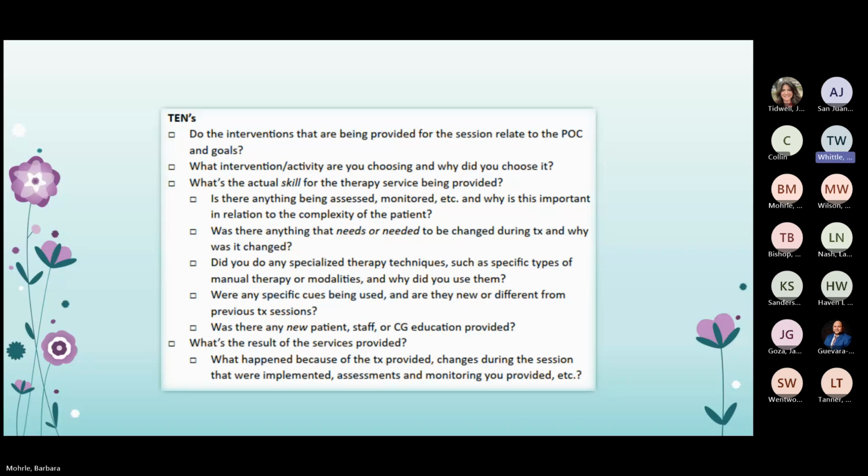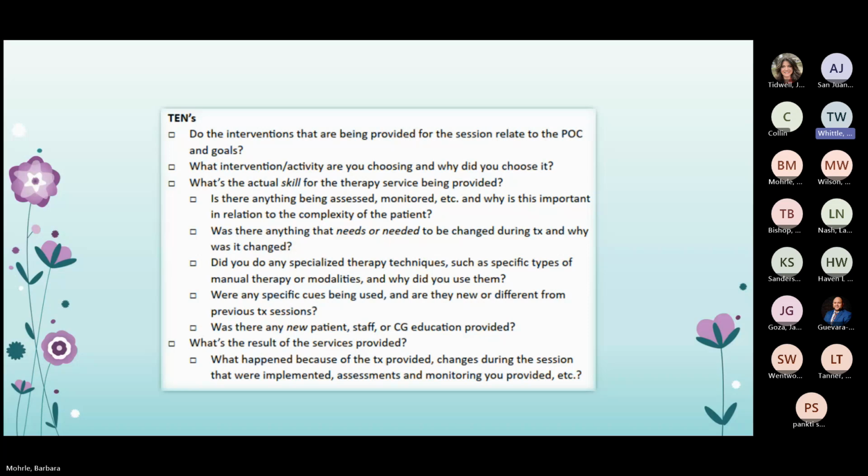Next, what intervention or activity are you choosing and why did you choose it? What's the actual skill for the therapy service being provided? Was there anything being assessed or monitored, and why is this important in relation to the complexity of the patient? You can always bring in their diagnoses and their fluctuation with different patterns that might support the justification. Also, was there anything that needed to be changed during the treatment and why? Did you do any specialized therapy techniques, such as specific types of manual therapy or modalities, and why did you use them? As well as, were there any specific cues that you used, and how were they new or different from previous treatment sessions?